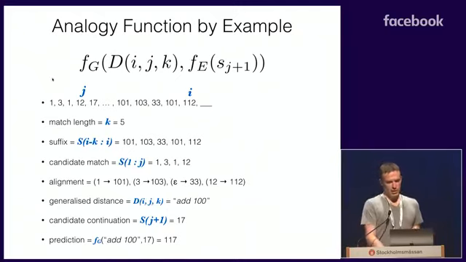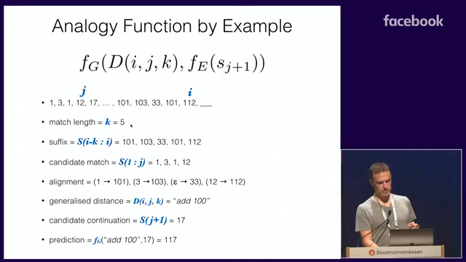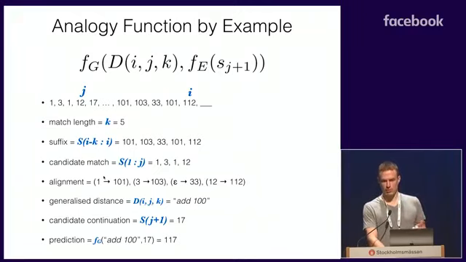If we have this example sequence, 1, 3, 1, and so on, we're at position i, so we want to forecast i plus 1. Consider match length k equals 5. That means that the suffix is this subsequence. Consider also the index j for the candidate match. That means that we would be matching the suffix with the subsequence 1, 3, 1, 12. There does happen to be a sensible alignment in this case, and that would be aligning 1 to 101, 3 to 103, epsilon to 33, meaning we insert 33, epsilon is the empty symbol, and 12 to 112.